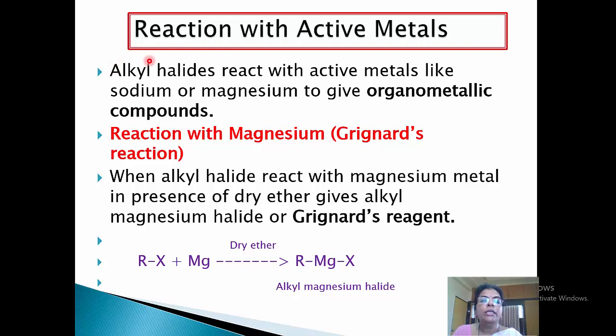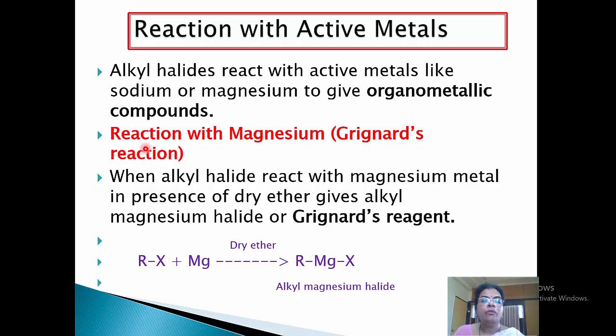Now we are going to see the next reaction, with active metals. These alkyl halides react with active metals like sodium or magnesium to give organometallic compounds. Now what is meant by organometallic compounds? The compounds in which a carbon-metal bond is formed are called organometallic compounds.